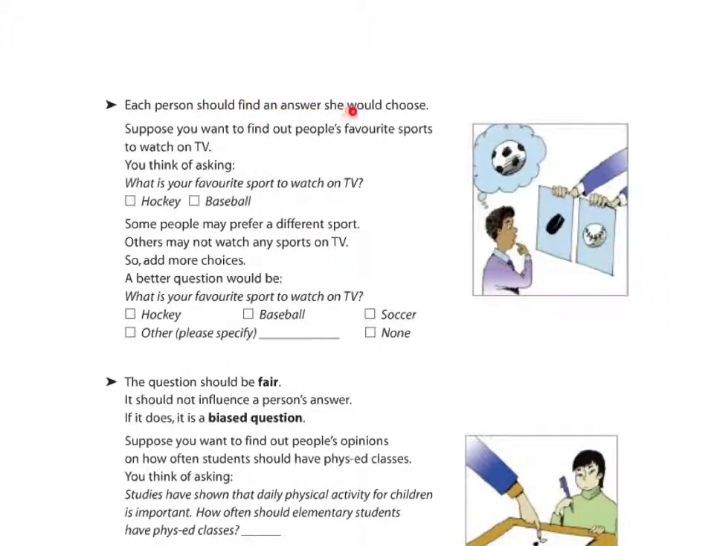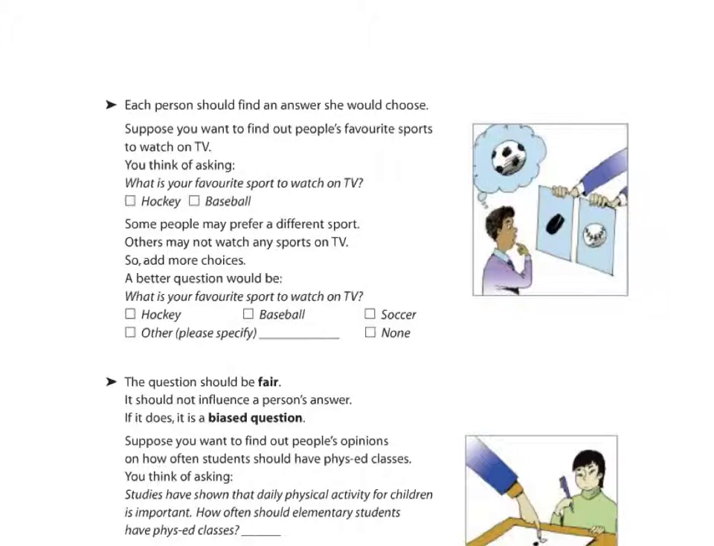should find an answer she or he would choose. So when you ask a survey question, sometimes you give options as your answer. So everybody should be able to find their possible answer there. So for example, let's take a look. Suppose you want to find out people's favorite sports to watch on TV. You're thinking of asking, what is your favorite sport to watch on TV? Hockey or baseball?